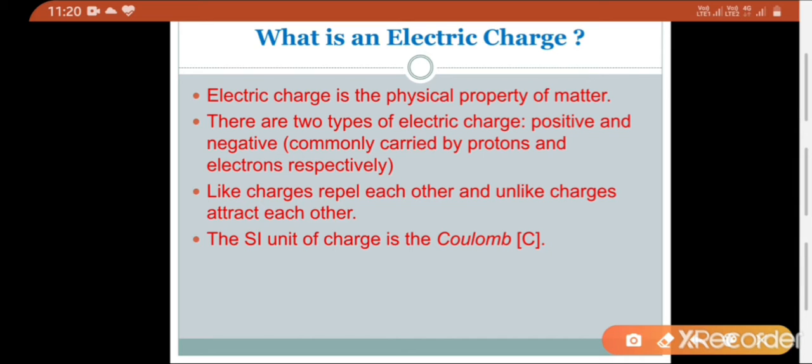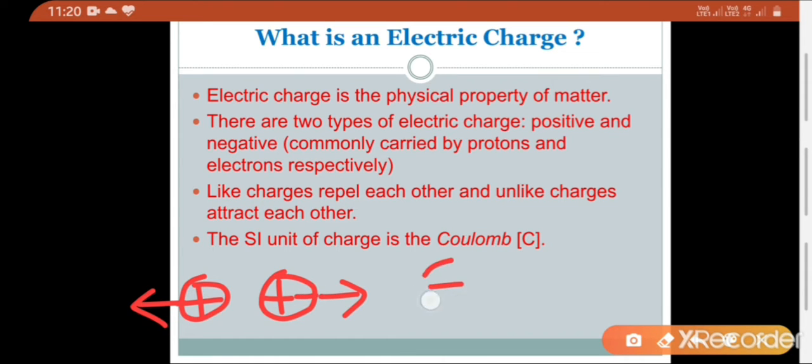If we talk about two like charges, for example two positive charges, they will repel each other. It means they will move away from each other. Likewise, two negative charges are also like charges, so they will also move away from each other. And two unlike charges, that is a positive charge and a negative charge, will attract each other. It means they will come closer to each other. The SI unit of charge is the coulomb. It is represented by capital C.